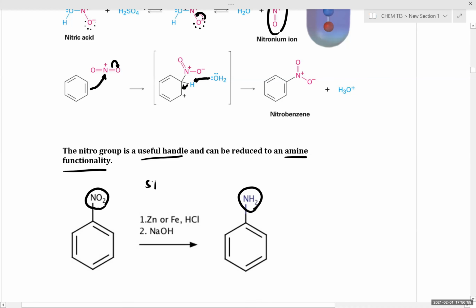So these are useful, almost synthetic equivalents or functional group handles that can be interconverted with pretty simple reaction conditions. It's very rare to directly install the amine, but it's pretty easy to directly install a nitro group and then reduce it. Does that idea make sense to everyone? And why would you want to reduce it? Well, if your desired product contains an amine, it's easier to install that amine in the form of a nitro group.